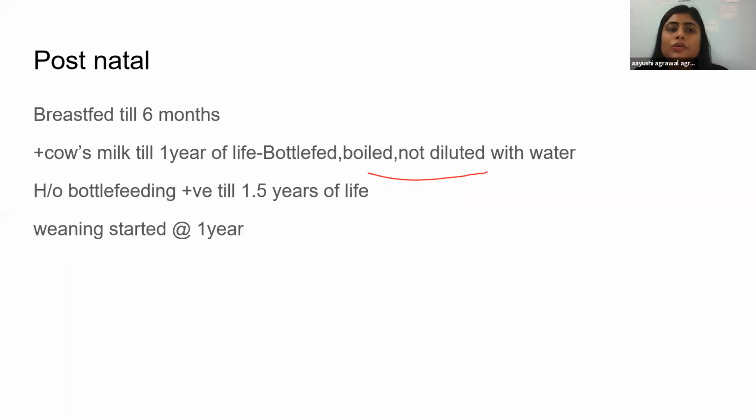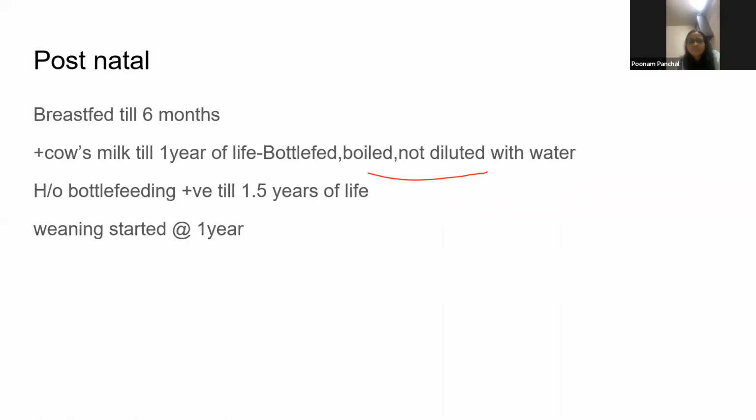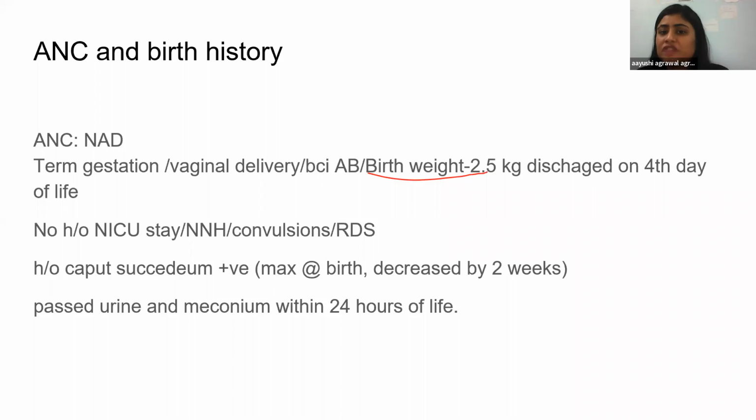Okay, go on. So ANC and birth history was normal for the child. He was a full-term gestational vaginal delivery. Immediately, baby cried immediately after birth, and birth weight was 2.5 kg, discharged. There was no history of NICU stay or neonatal jaundice or convulsions. There was a history of caput succedaneum, which was maximum at birth and decreased over 2 weeks of age. He passed meconium within 24 hours of life. So basically, in conclusion, ANC and the birth history were not contributory to the cause.